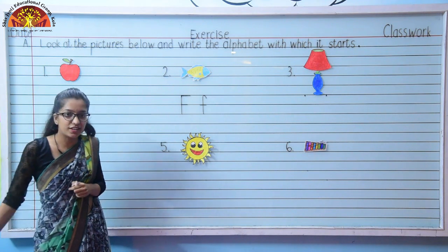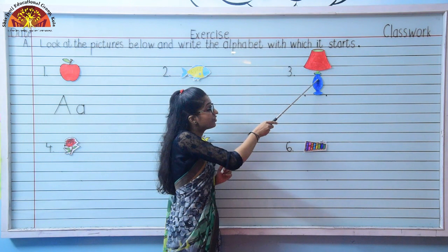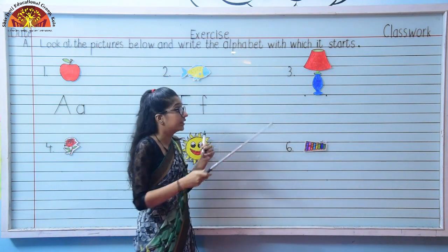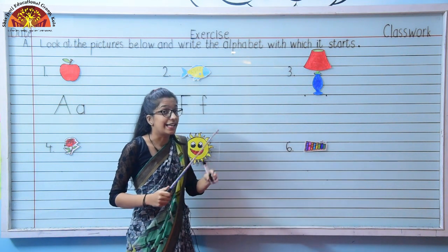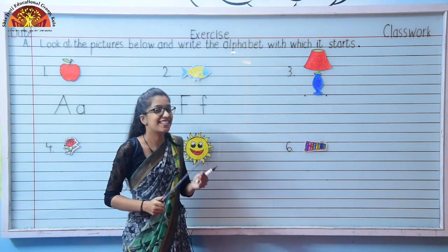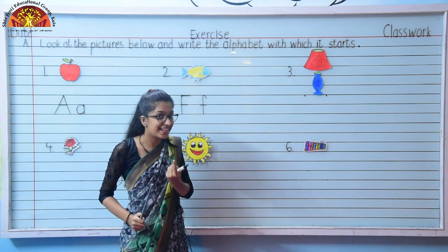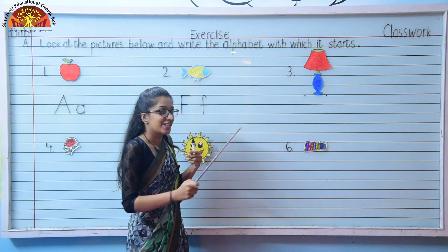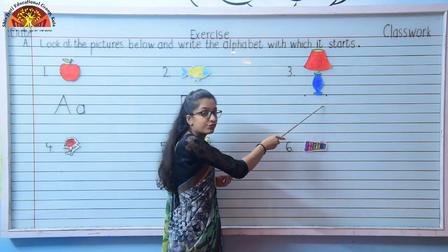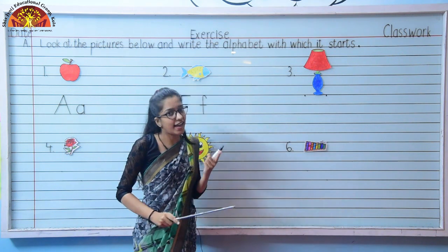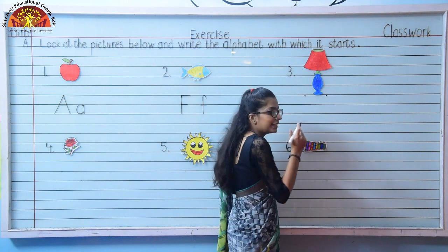Okay, now move to third one. Now tell me which picture is this? This is a picture of a lamp. The spelling of lamp starts with L. L-A-M-P, lamp. So the first letter is letter L. So we have to write here capital letter L and here we have to write small letter L. So let's write. First we have to write capital letter L.